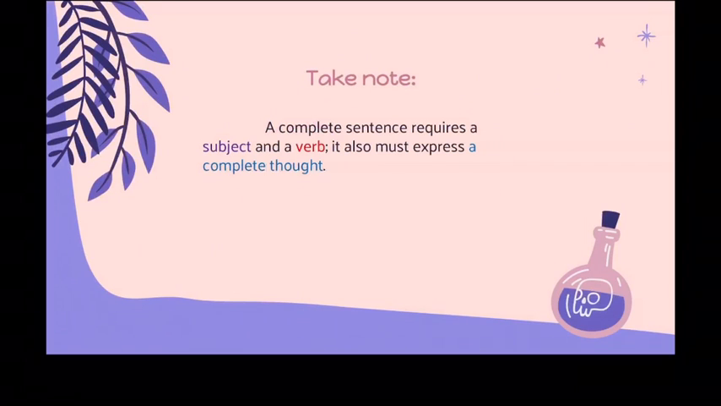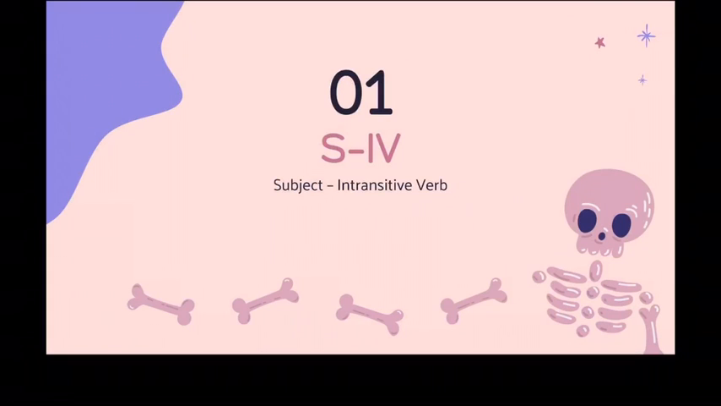Take note. A complete sentence requires a subject and a verb. It must also express a complete thought. Are we ready to begin? Let's start with the first sentence pattern, which is the SIV, or the subject-intransitive verb pattern.